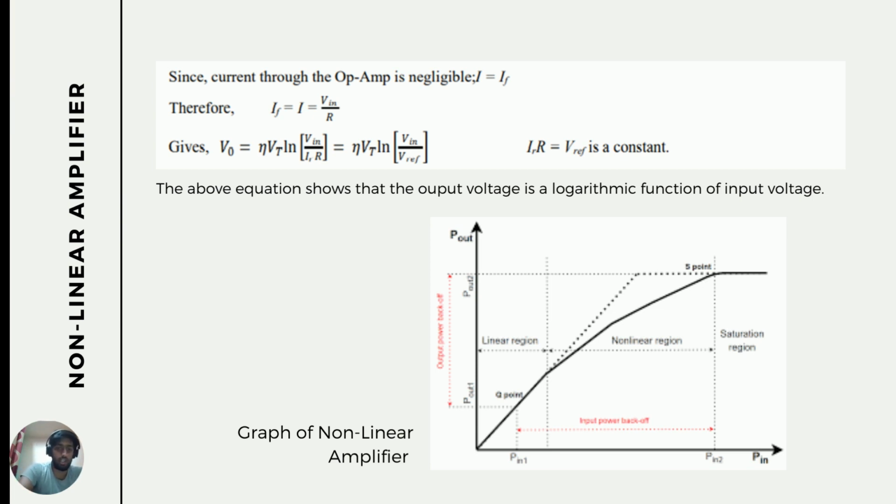Here's a graph of the nonlinear amplifier as shown before. The linear region is here and it deviates. There's a curve in the graph, so it goes towards the nonlinear region. So this is the graph of the nonlinear amplifier.